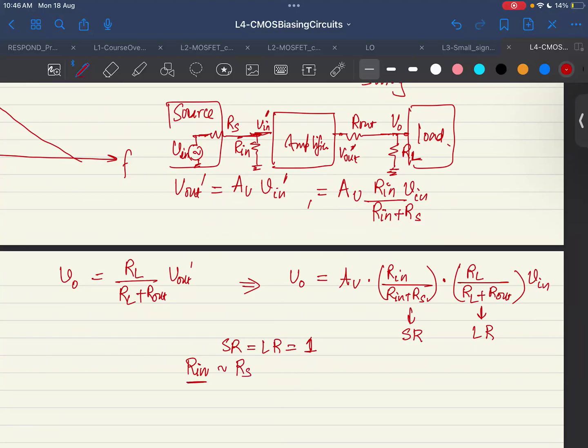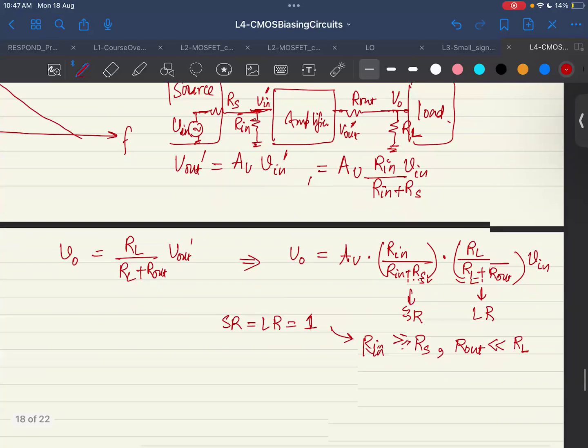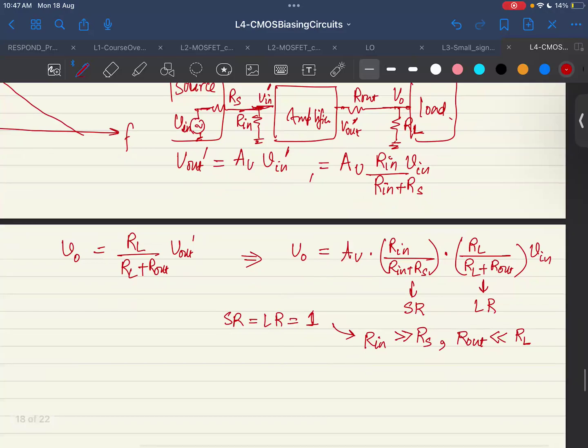So first let's see when do we achieve this to be 1. So when do we achieve it to be 1? When obviously your R in is much higher than your Rs, right? Then you see clearly this SR becomes 1. Similarly, in this case, when your R out becomes much smaller than your RL, then your LR becomes 1.